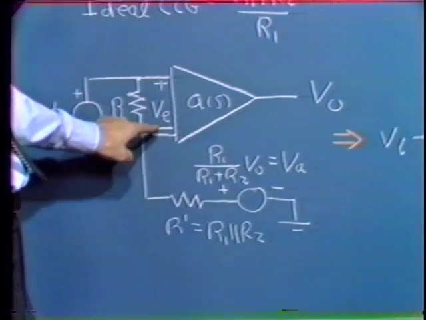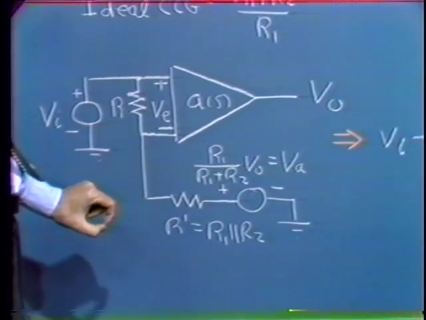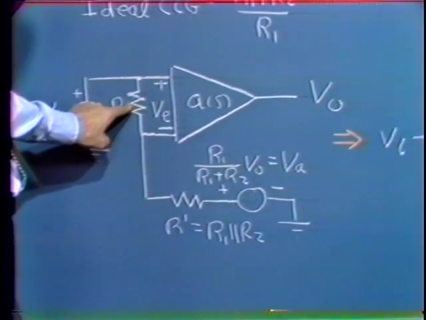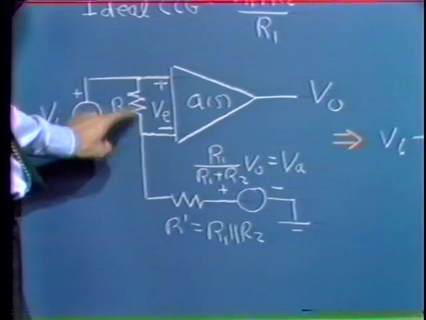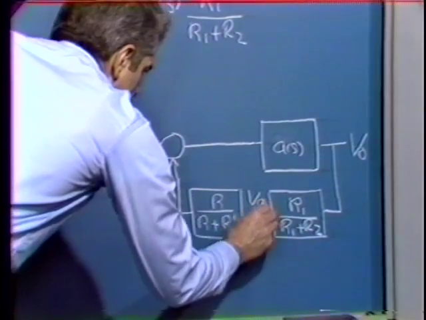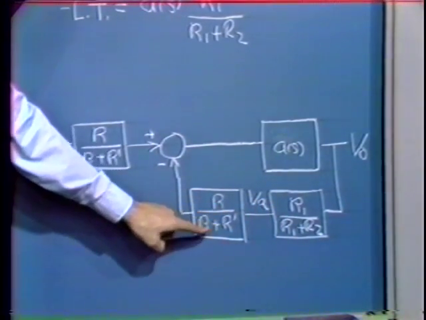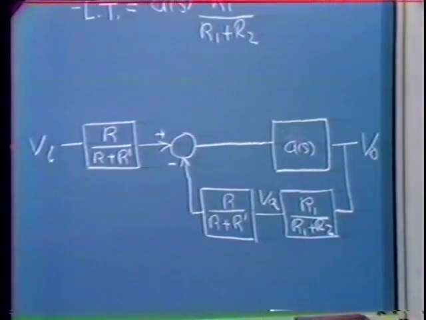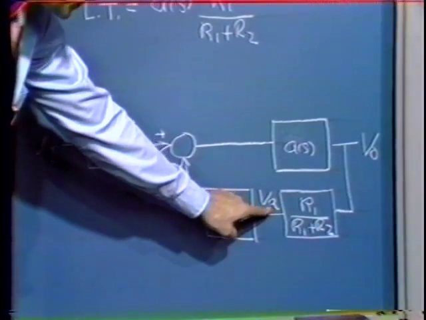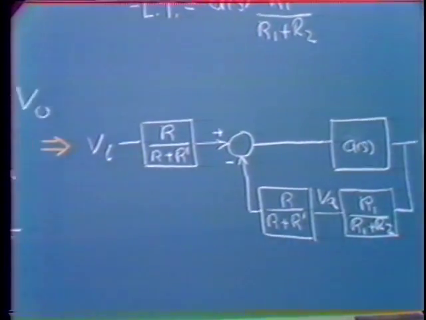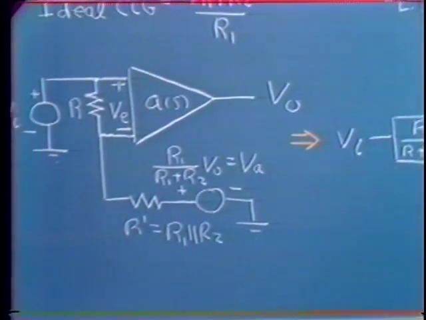That comes in with a minus sign. A positive voltage on this generator gives us a negative contribution to VE. And the amount is simply VA times, again, the attenuation ratio R over R plus R prime. So this voltage in our block diagram would be VA. We would scale VA by an amount R over R plus R prime and subtract it from this voltage. The result would be VE. Similarly, VA is simply the output voltage scaled by the ratio R1 over R1 plus R2. That's how we define VA over here. So we get that corresponding block diagram.